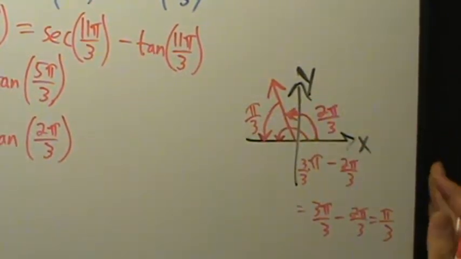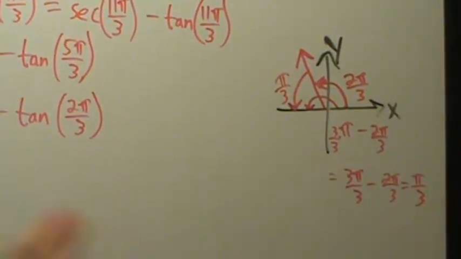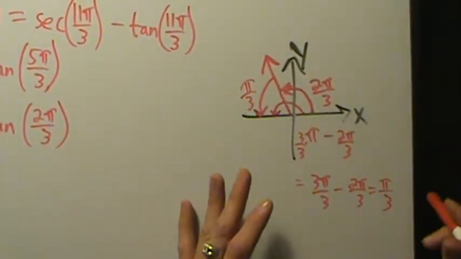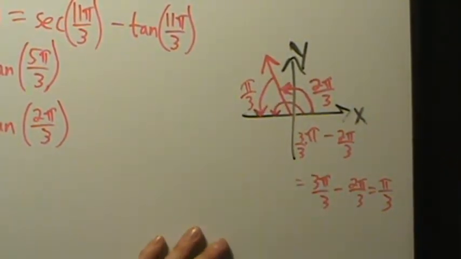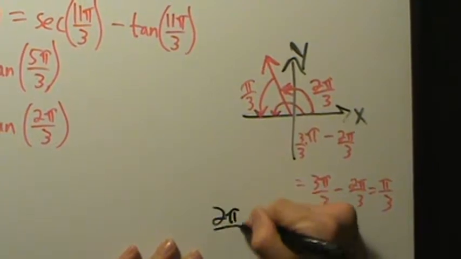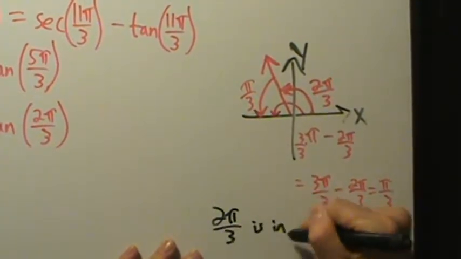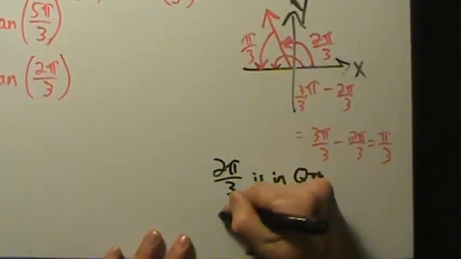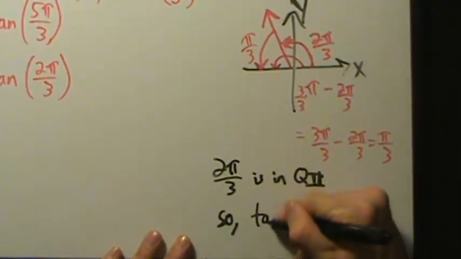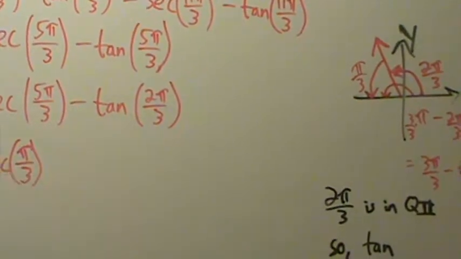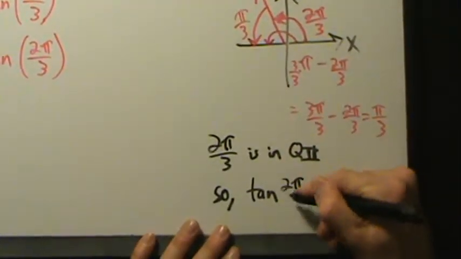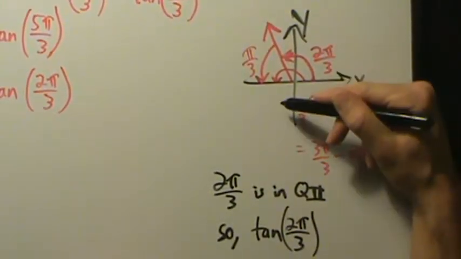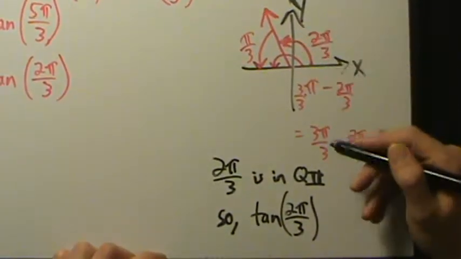Okay. Now since we're evaluating a trig function using reference angles, we're going to look at this and say, okay, what quadrant is 2 pi over 3 in? Well, 2 pi over 3 is in quadrant 2. Okay. So tangent, so we're talking about the tangent now. Tangent of 2 pi over 3, is it positive or is it negative there? Remember, tangent is only positive in quadrant 1 and quadrant 3, so in quadrant 2, tangent is negative.